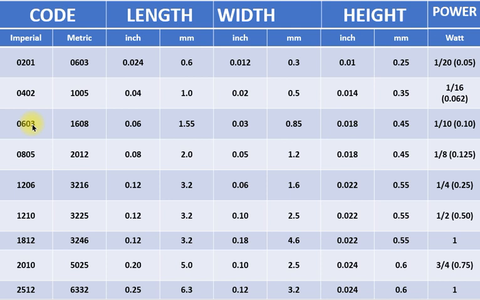Now we talk about 0603. It has 1/10 watt, 0.1 watt. 0805 has 1/8 watt. 1206 has 1/4 watt, and 1210 has half watt, and 1812 has 1 watt, and 2010 has 3/4, 0.75 watt, and 2512 also has 1 watt.